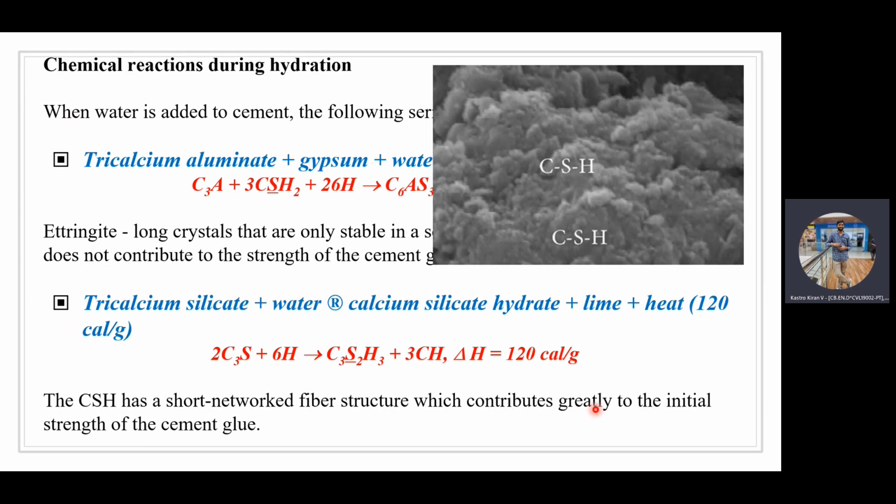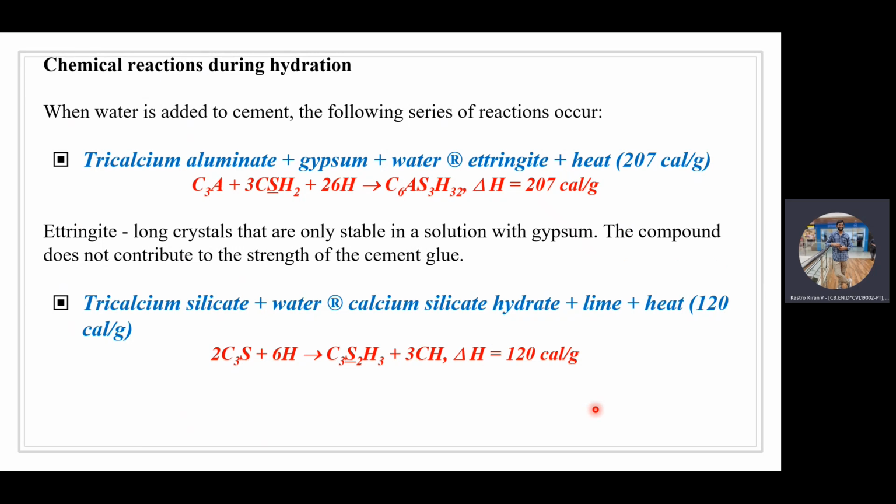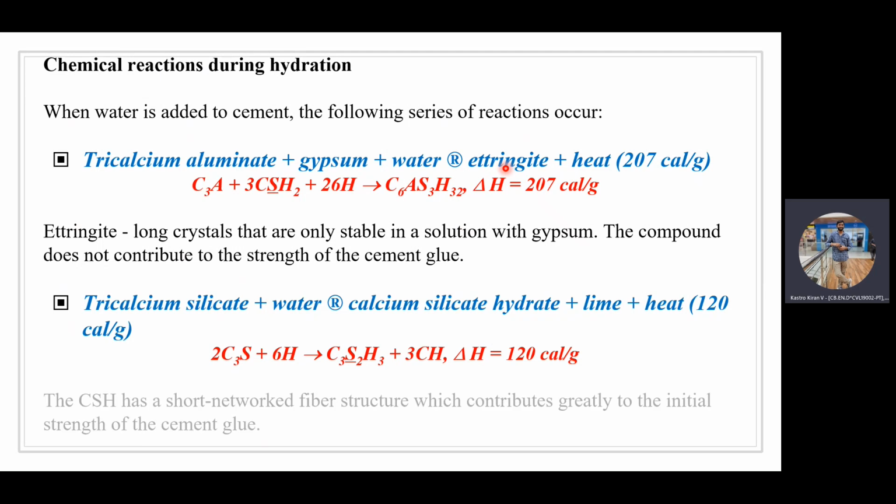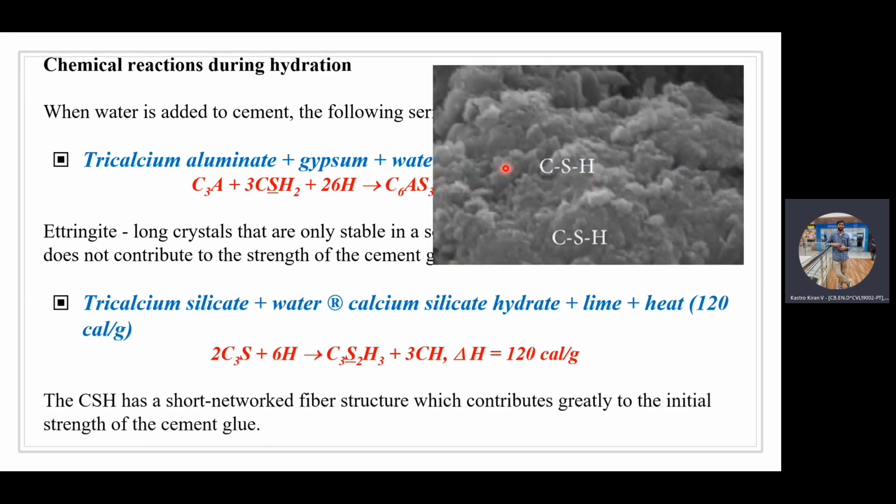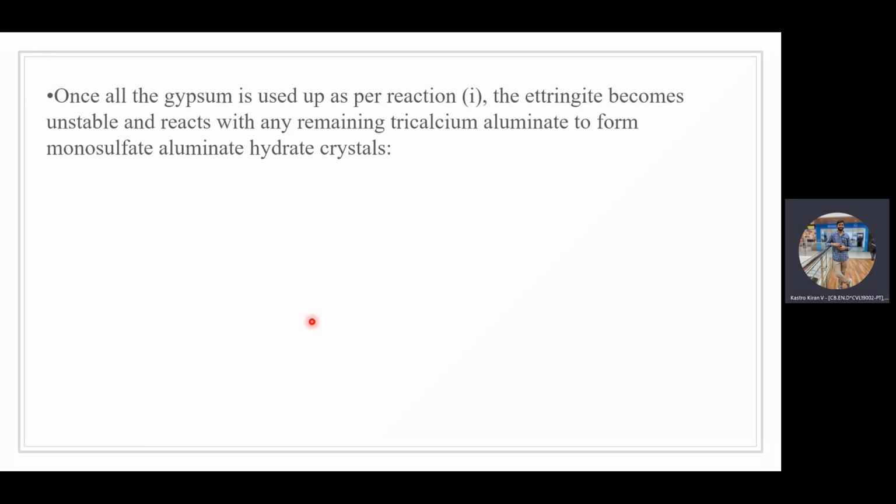That's how C3A reacts with the gypsum and C3S reacts with the water, which leads to two hydration products. In the first case, we get ettringite, and in the second case, we get CSH. And remember, ettringite is stable only when gypsum is available. If gypsum is not available, the ettringite will not be stable and will not play any role in strength development. So what is the product that plays the role in strength development? It is the CSH compound, formed when C3S reacts with the water. Okay, fine. So now let's understand the other reaction.